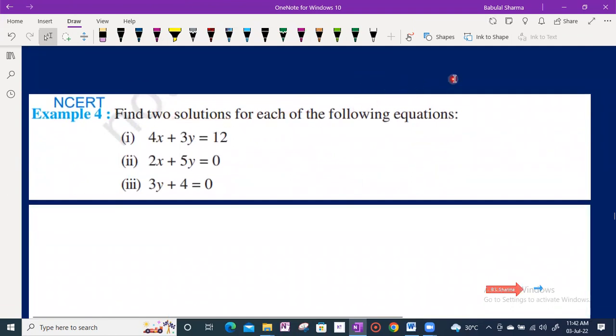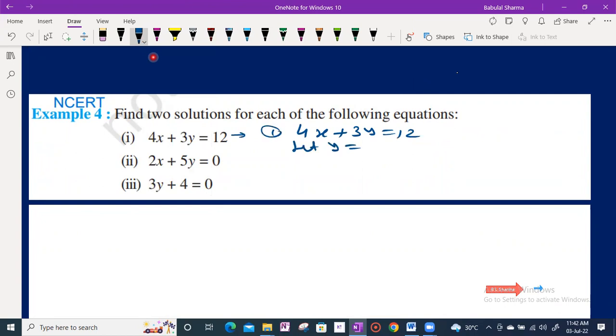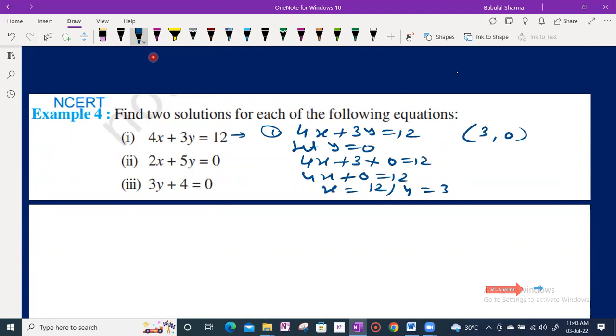Find 2 solutions of each of the following. We only have to find 2 solutions. So see, first, that is 4x plus 3y is equal to 12. First part. Let y is equal to 0. So 4x plus 3 into 0 is equal to 12. So 4x plus 0 is 12. So x is 12 by 4, that is 3. So one solution is (3, 0).